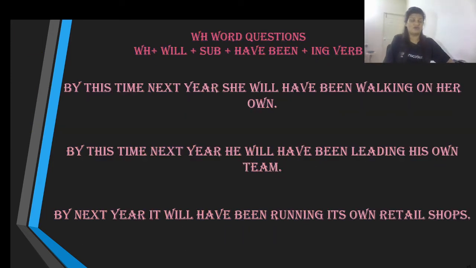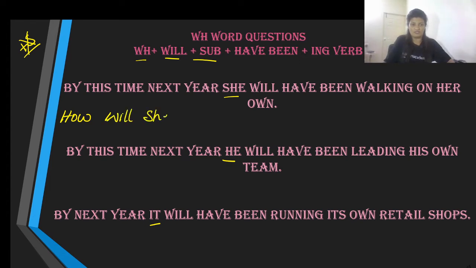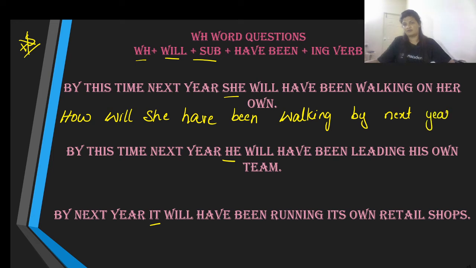Now let us move on and try and analyze with the subjects she, he, and it. Like I told you, no plus s over here. Plus s is not used over here in future tense. But we are still going to follow the same sentence structure, that is, we are going to begin with a WH word. And here we are going to take the word how. How will she, because the subject over here is she, right? How will she, and after the subject we have been. How will she have been walking by next year?